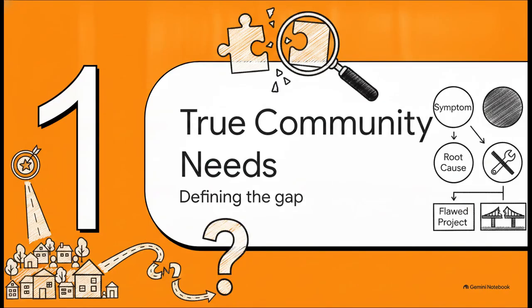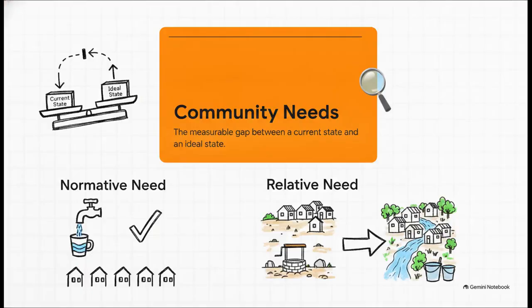Starting with Section 1, Defining True Community Needs. Because honestly, if you're not starting here, your whole project is probably flawed from day one. Let's break this down. A true community need isn't just a vague feeling or a guess. It's an actual, measurable gap between a current state and an ideal state.